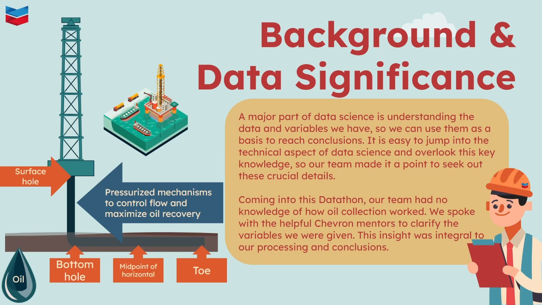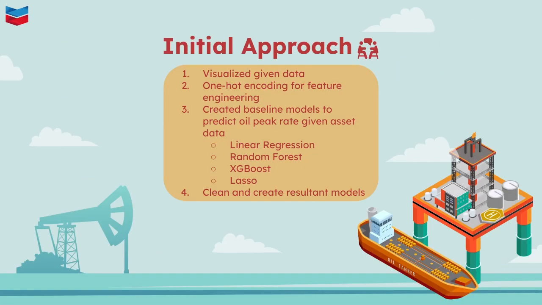On the left is a simplified graph explaining a few variables we have in our dataset in orange, and highlighting the oil recovery techniques within the pipe, and that's in blue. Our initial approach would be first to visualize the data, then we would use one-hot encoding for feature engineering. We would pick out baseline models to predict oil rates. Some of the models that we'd pick out would be linear regression, random forest, XGBoost, and lasso. Finally, we would clean the data and feed it into these models.